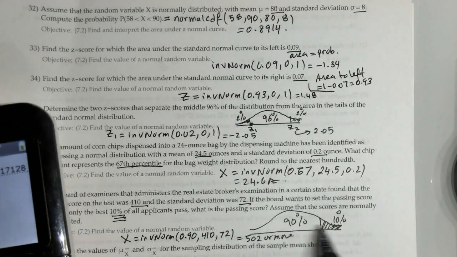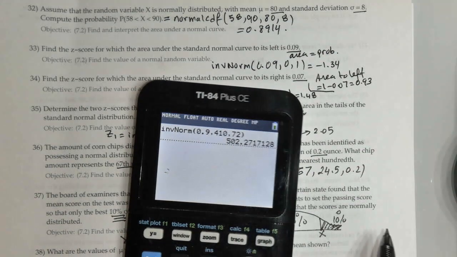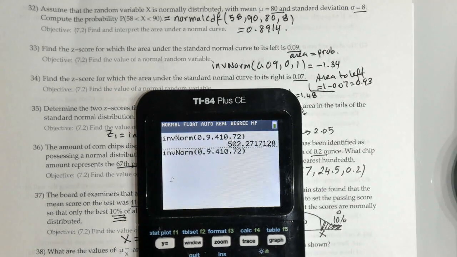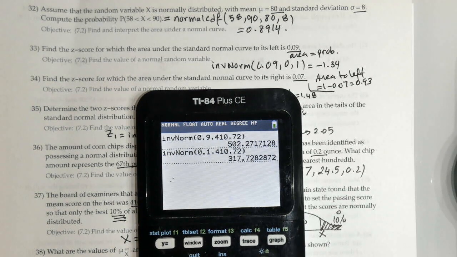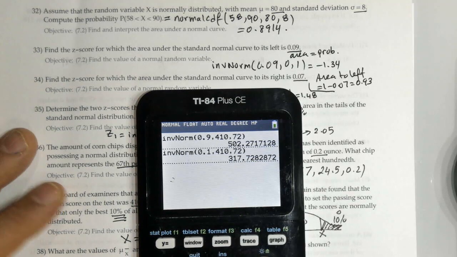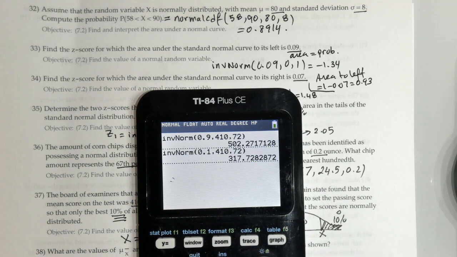Sometimes students will use the 10% to find the answer. I want to show you what will happen if you use the 10%, which is the 0.1. You score 317. Would it be possible for someone to score below average, which is 410, and be considered top 10%? That's not possible. That means the 10% is not right. You have to use the area to the left, which is 90%.